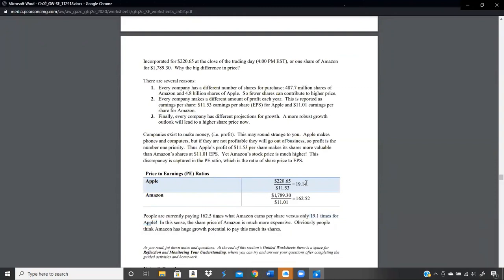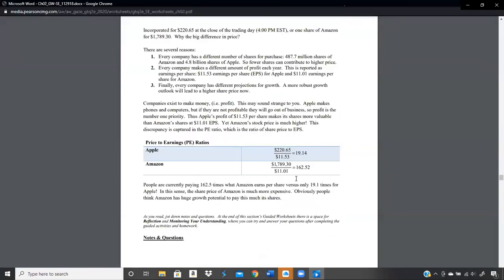So I will just go ahead and spoil this. This 19 number is a lot closer to the porridge, the sweet spot. This 162 is way out there. It sounds a little ridiculous. So obviously people think Amazon has huge growth potential to pay this much for its shares, and they just keep proving that they do. Because again, at the time of this printing, it was at 1,800, and now I'll pull up my stock ticker on my phone. Now it's at about 3,200. So it's almost doubled since this page was printed a couple years ago. That's insane.